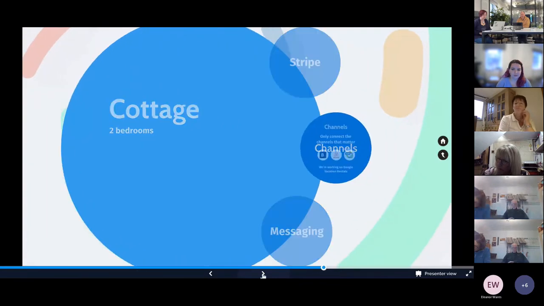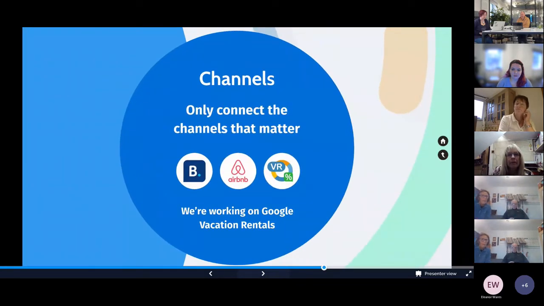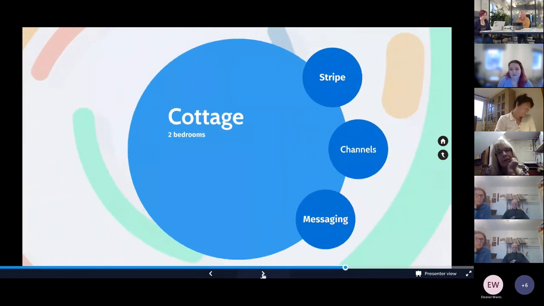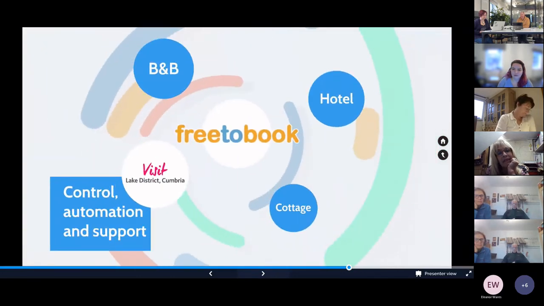Quickly on the channel side of things for the cottages, we're currently working on a Google Vacation Rentals connection, which is the same sort of thing that I was talking about with the Google free booking links, except it's for vacation rentals. So that's a connection to show your price and your availability on Google for your guests to see, and it's specific to what they call vacation rentals in America, which I think we just call cottages or self-catering. So that's not far off completion. We're busy in testing with Google on that.